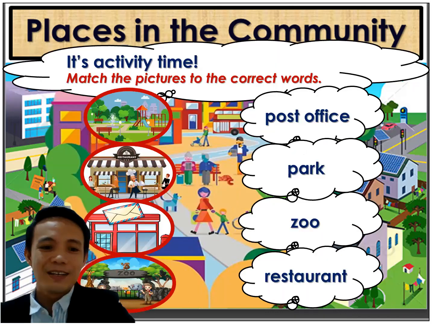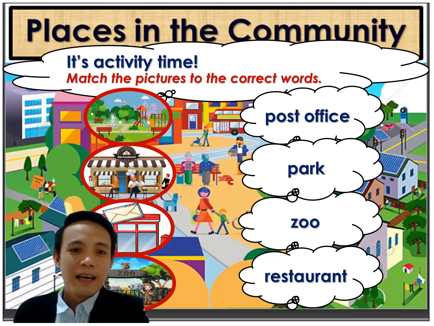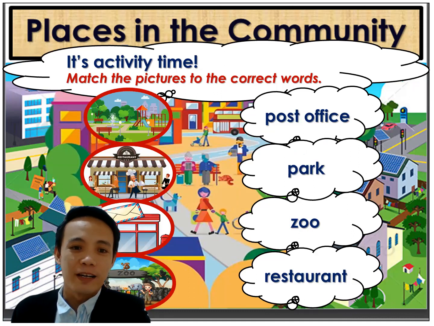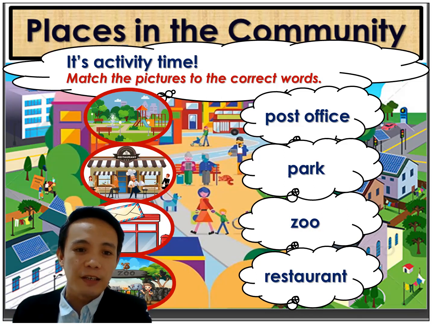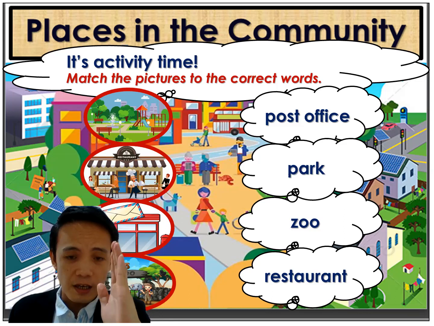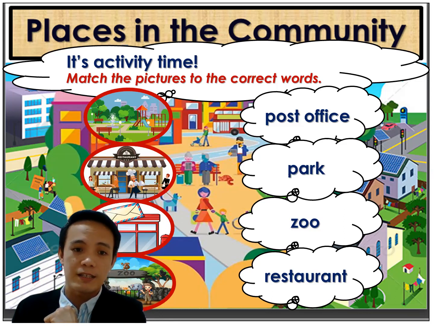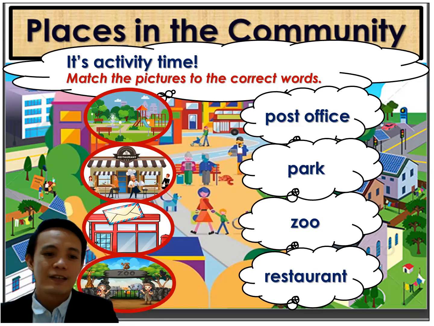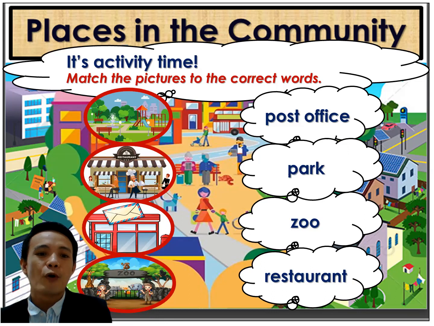Okay, so those are your speaking practices. Now it's activity time. I want you to match the pictures to the correct words. On your left are the pictures, and on the right are the words. Can you do that? Okay, the first word is the post office. Can you point where the post office is?